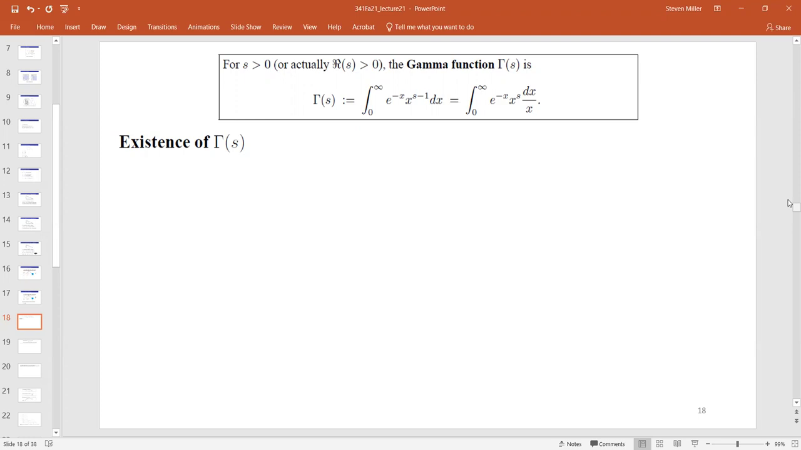So whenever you see an object, the first thing you should always ask is, does it exist? So when I'm integrating this, for the most part, we will look at just s as a real number greater than 0, but it actually could be a complex number. So when we look at this integral, there's two possibilities for this integral to cause problems. We have an e to the negative x. So e to the negative x is great at infinity. And x to the s minus 1 is only polynomial growth. So even though we're integrating over an unbounded region, I'm actually not worried about the integral converging as I go off to infinity, because e to the negative x decays so rapidly that the x to the s minus 1 can't beat it.